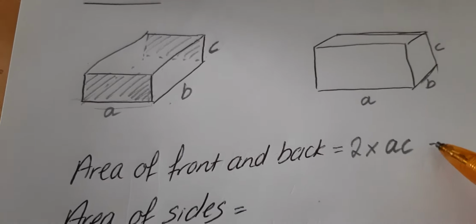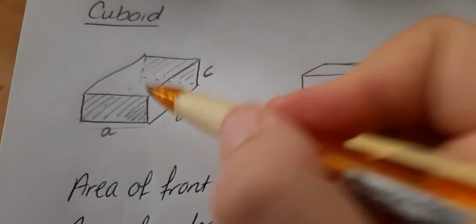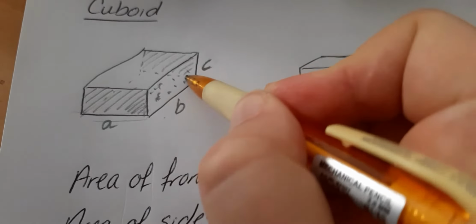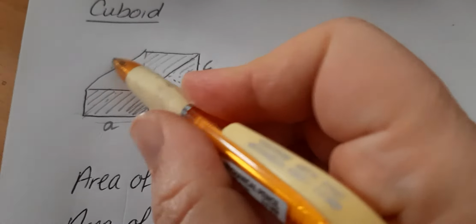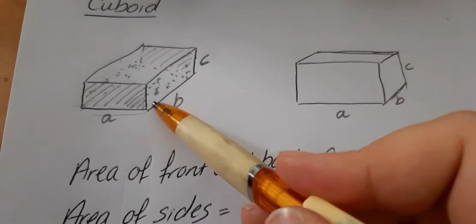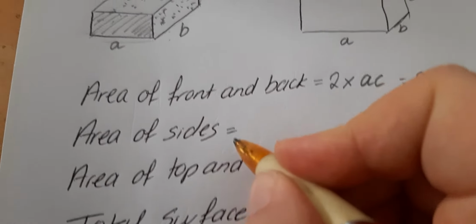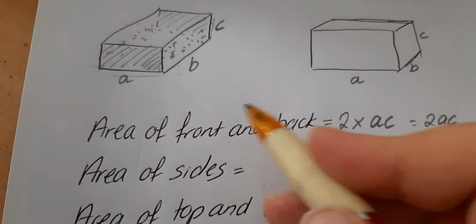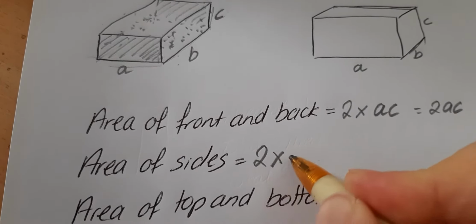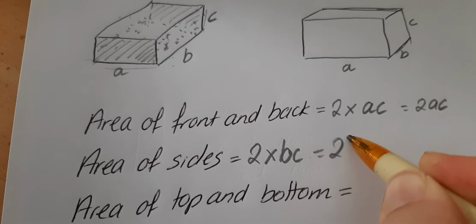Okay, so 2AC. The area of the side, so let's say this side here, and opposite there will be another side over here. The area of this will be B times C. So the area of the sides, I have 2 of those. I have one on each side, so it's 2 times BC. So it will be 2BC.